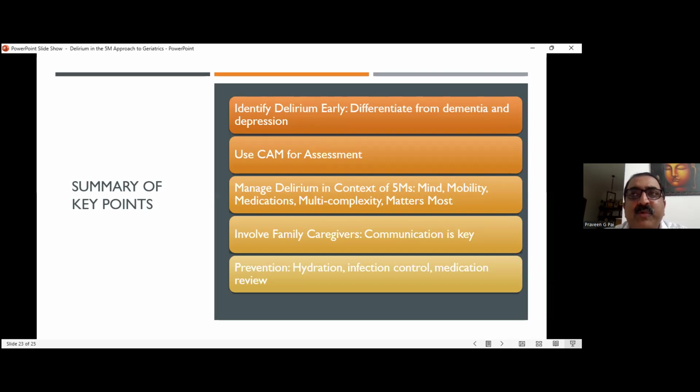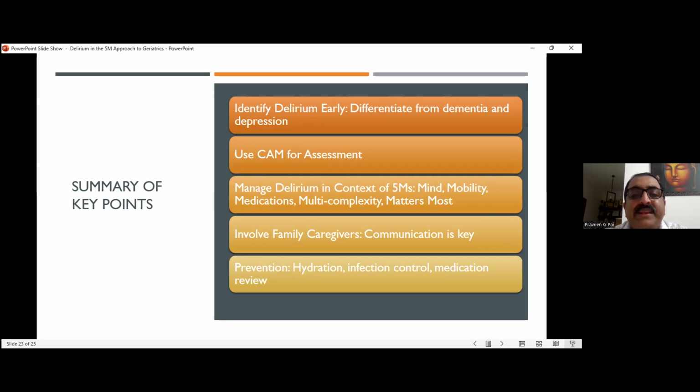So do assessment regularly. Not the comprehensive geriatric assessment all the time, but every person should undergo a comprehensive geriatric assessment at the starting. Then wherever that assessment could not be done earlier, do it at some point of time.